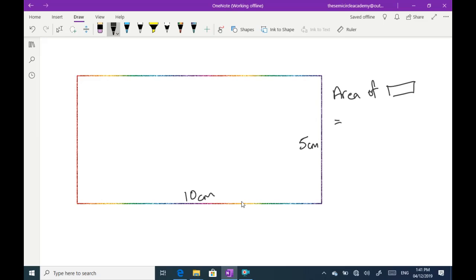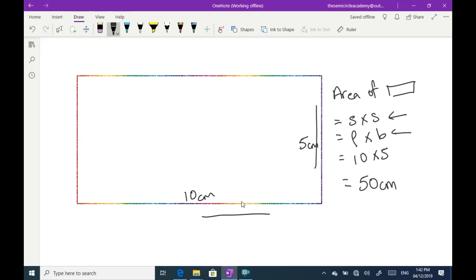that would be equal to side times side, or the length, which is the longer side, times the breadth, which is the shorter side, which will be 10 times 5. So whatever you want to call it, whether it's side times side or length times breadth, it'll just be that you're multiplying one side times the other side. So this will be 50 centimeters squared, right? Remember, the unit will always be to the power of 2 for area, yeah?